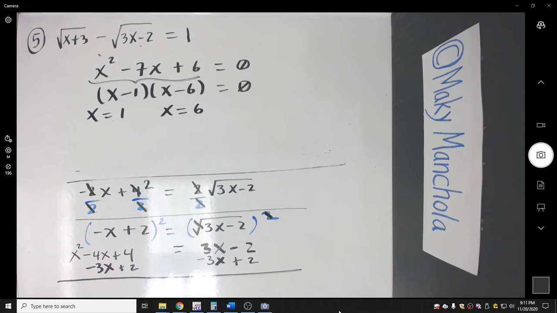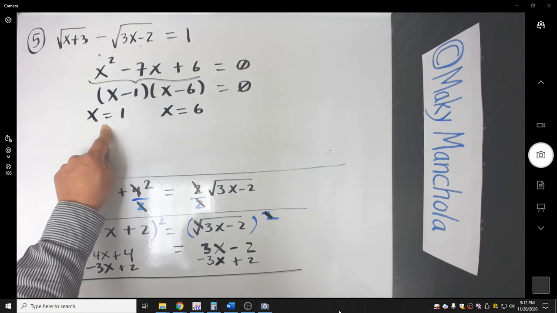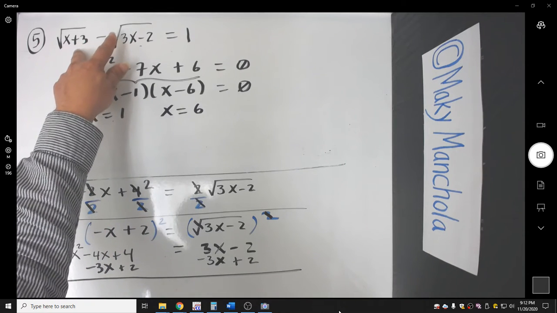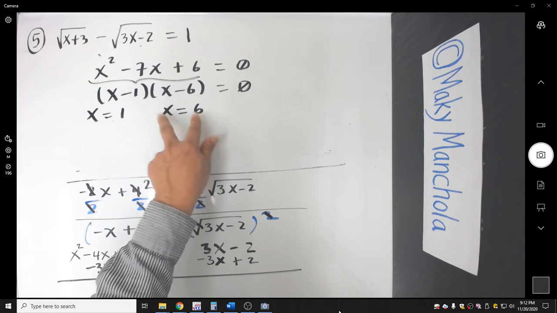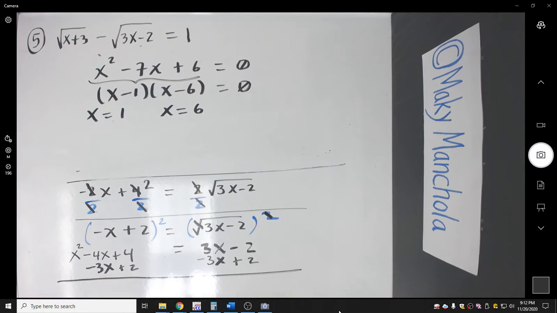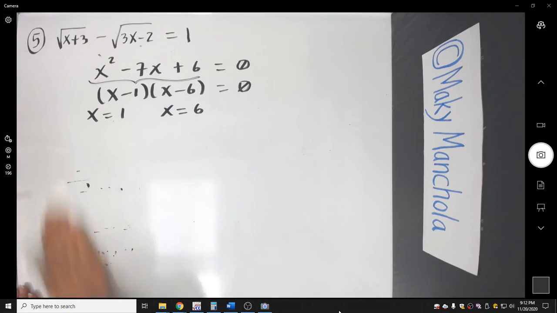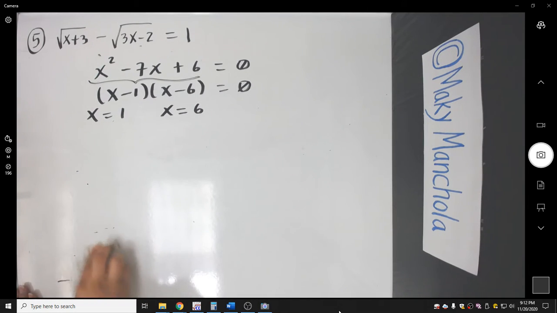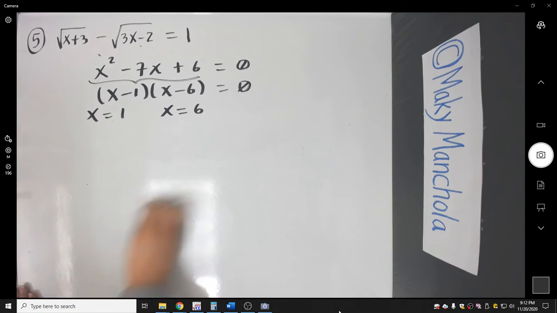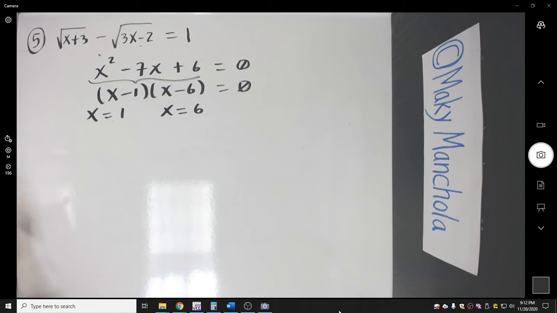Now on to our last step. We're going to check to see whether 1 is an actual solution of our original equation, and the same thing for 6. In other words, we're going to check. Okay, so let's check x equal to 1. We're going to plug in x equals 1 into our original equation to see if it satisfies that equation.